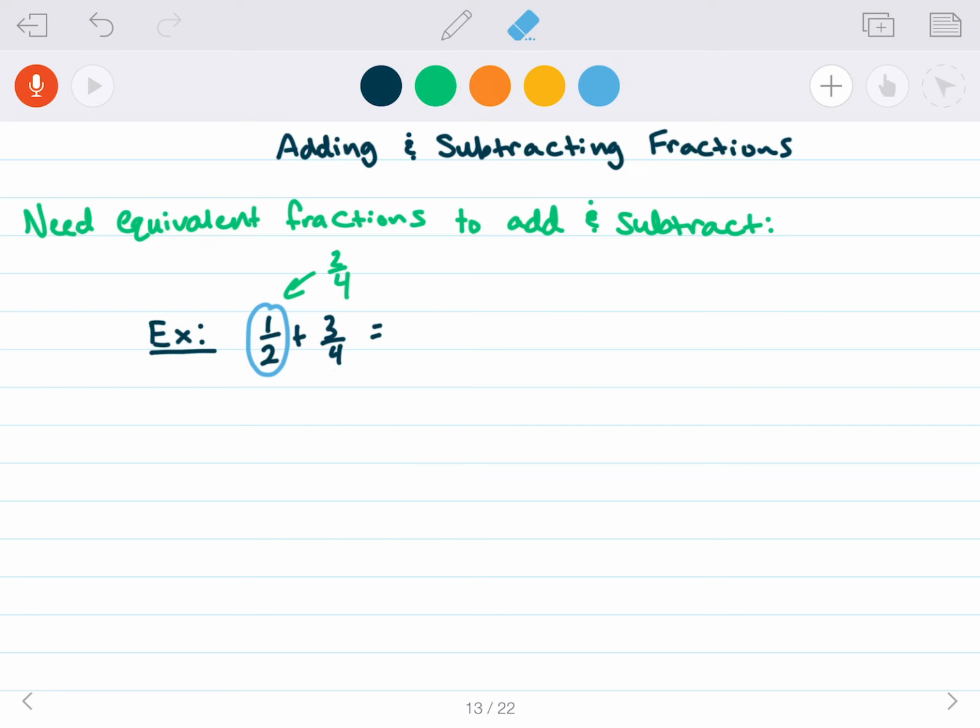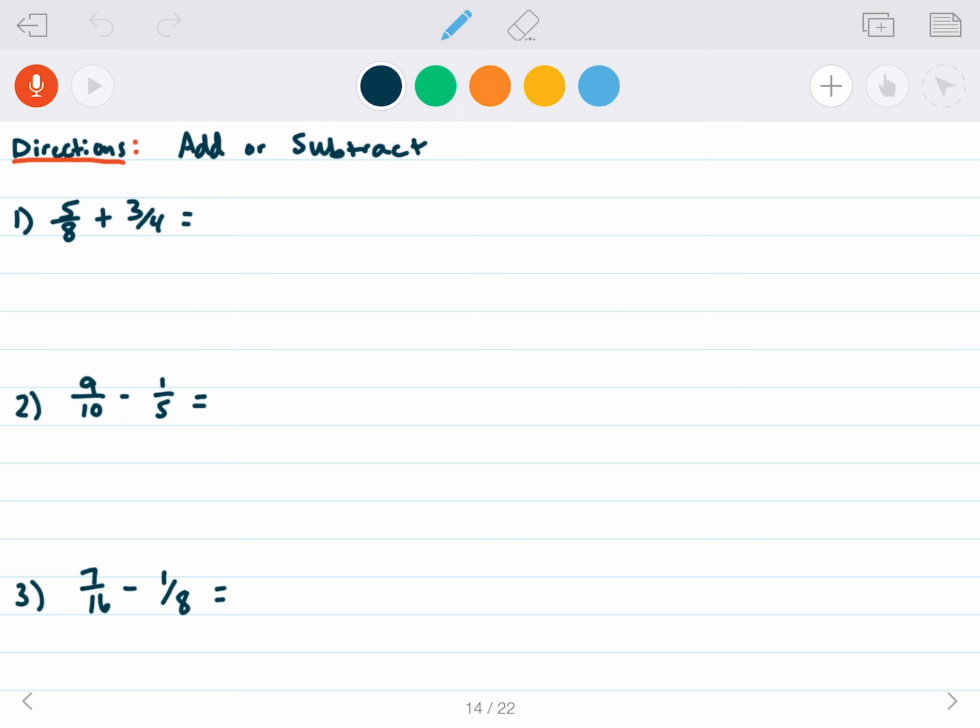So instead of saying half of a pie plus 3/4 of a pie, what we can now say is 2/4 of a pie plus 3/4 of a pie. Well, when you say it out loud, 2/4 plus 3/4 is how many fourths? That's going to be 5/4. So that's our answer here. So before we add and subtract fractions, we need to have the same denominator. Let's do some examples. 5/8 plus 3/4.